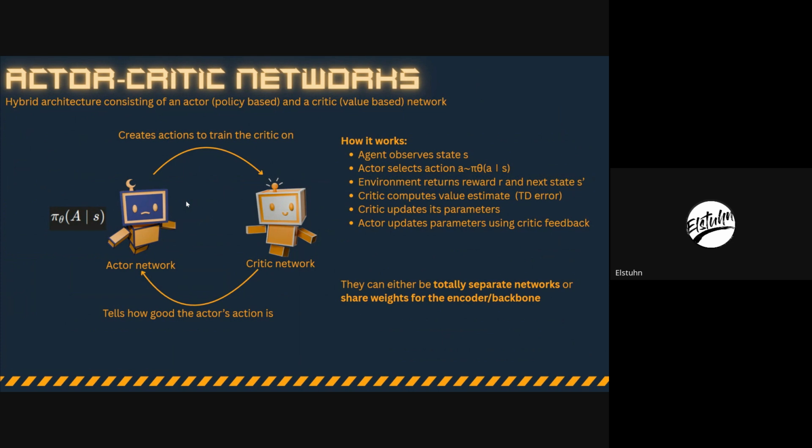And then it will train essentially. So the actual cycle is that the agent observes a state S, the actor selects an action A in that state, and then the environment will give you your reward and your next state. And then your critic network will essentially compute your value estimate and TD error, also from the previous equation. And then the critic updates its parameters to train itself, obviously, to give better critics. And then the actor will update its parameters also using the critic's feedback.